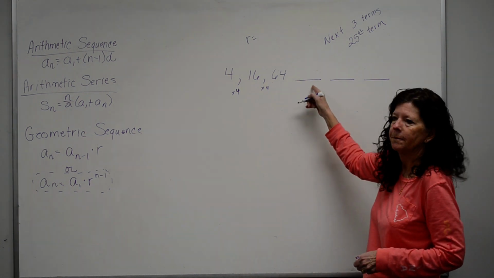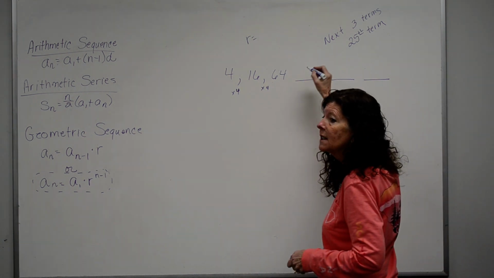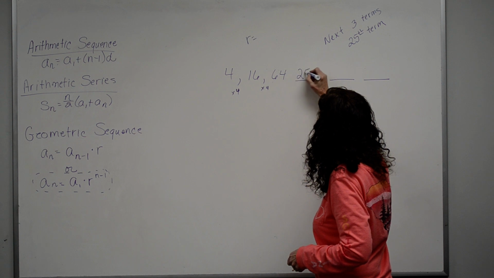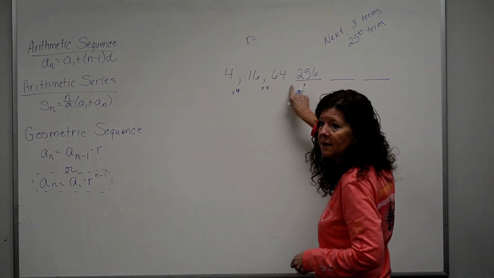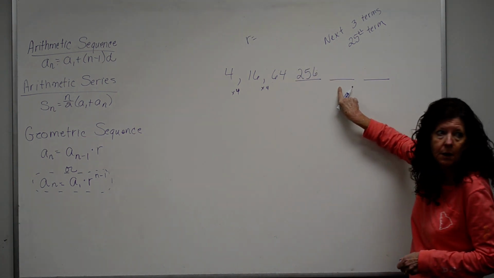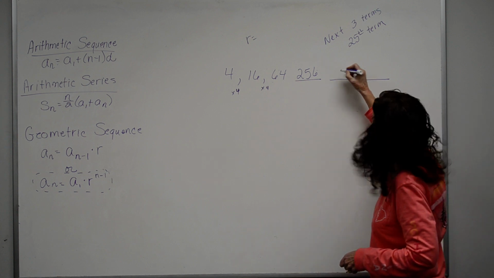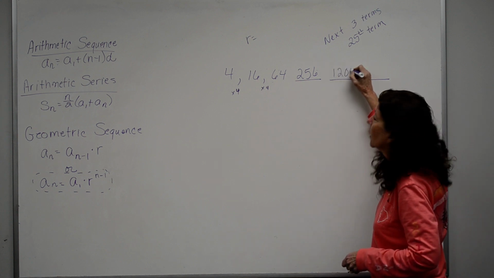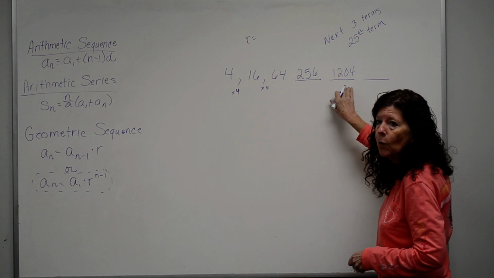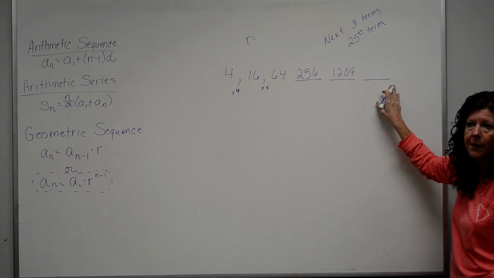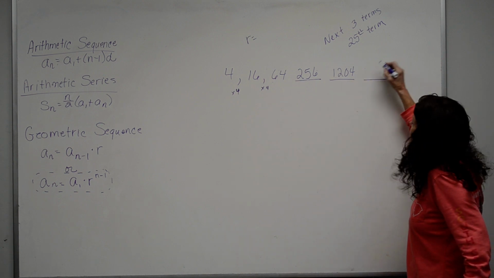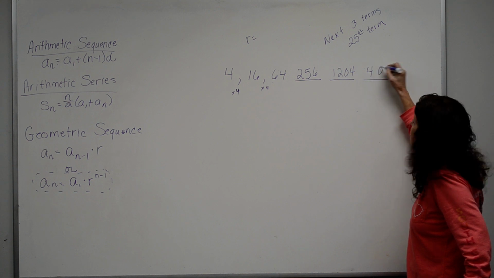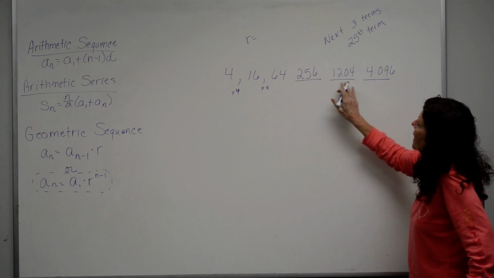What's this first one? 256. Okay, 256, because that's what I get when I multiply 64 times 4. What's the next one? 1024. Okay, so that's this times 4. What's the last one here? 4096. Okay, so those are the next 3 terms.